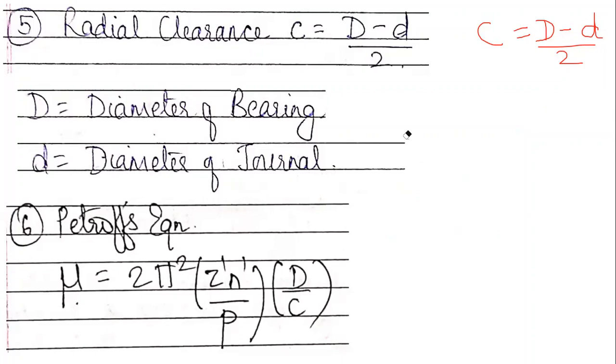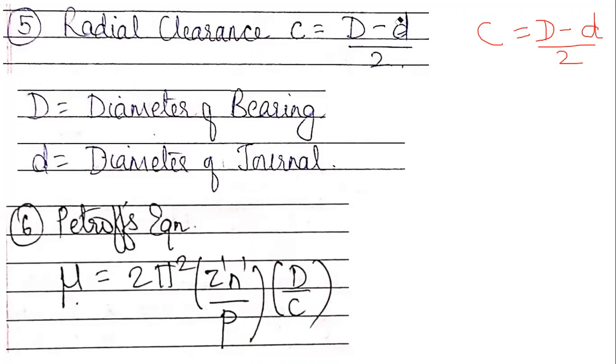Petrov's equation, we have derived this right now. The value that we derived was 2 pi square z dash n dash upon p, this is one dimensionless number, equal to d by c, where z dash is absolute viscosity in Newton second per mm square, n dash is the revolutions per second, p is the pressure, d is the diameter of the journal, and c is the clearance. So these formulas you'll have to remember.